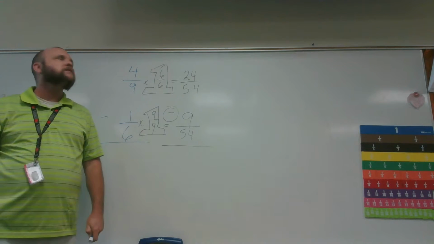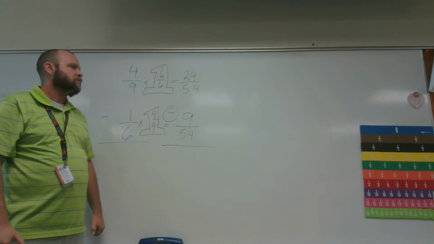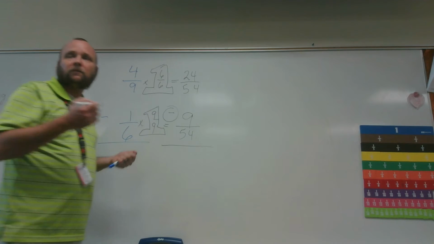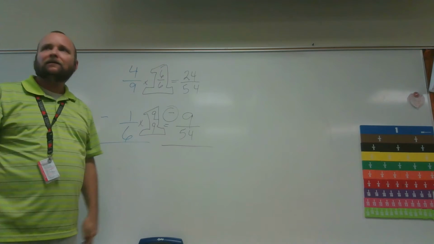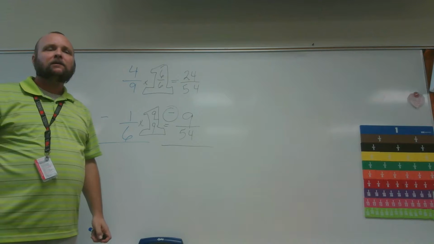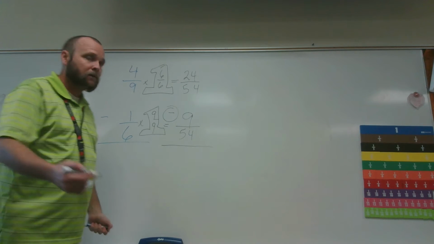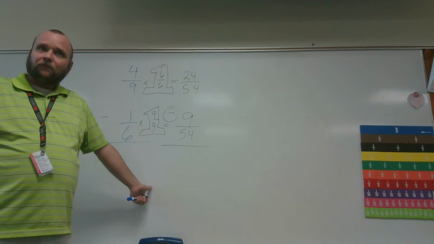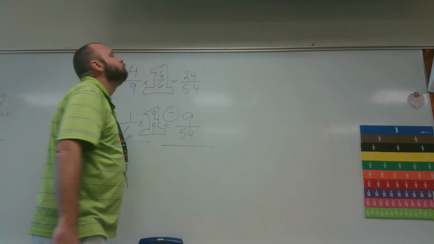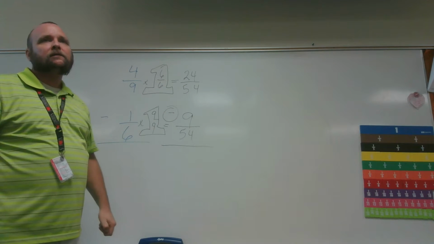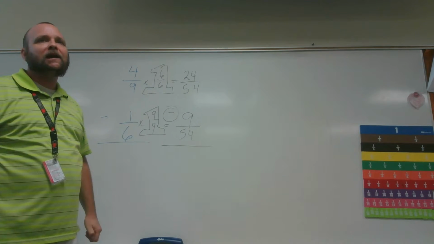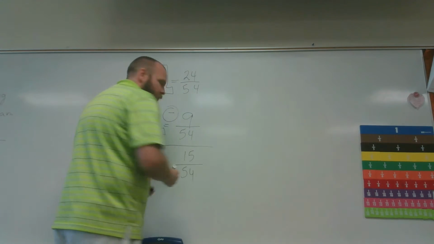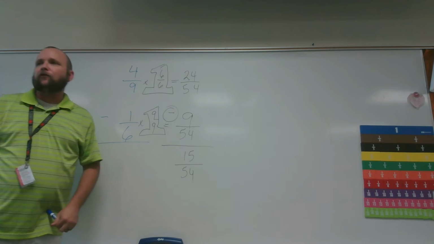So do the math. 24 minus 9. Is it 11? Is it 45? You guys tell me. 24 minus 9 is 15. 15 54ths. Okay, 15 over 54.